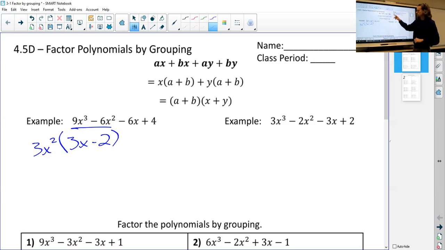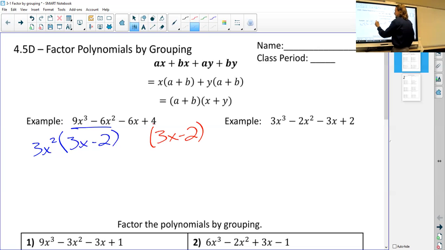Okay. So what's important here is whatever's in the parentheses, that needs to be in the parentheses for our second pair as well. So that's going to help us out. I know this has to be 3x minus 2. Otherwise, this whole thing doesn't work. So I need to know what can I factor out of negative 6x plus 4 that's going to leave me with 3x minus 2. So I see negative 6 divided by 3x is negative 2. 4 divided by negative 2 is also negative 2. So this is going to be minus 2x.